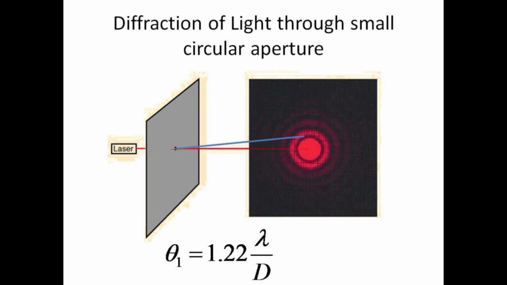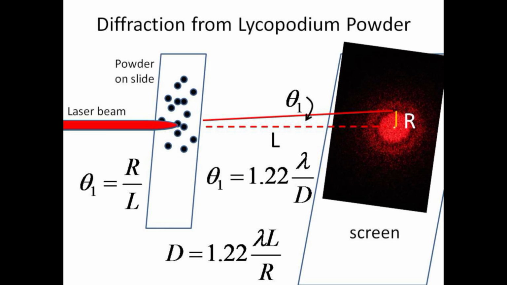When light shines through a circular aperture, a circular diffraction pattern of concentric rings is formed. The angle in radians of the centered bright circle is given by 1.22 times the wavelength divided by the diameter of the aperture. A similar diffraction pattern emerges when light strikes a collection of randomly placed circular obstacles. We will place lycopodium spores on a microscope slide and shine a laser through. The angle is found from the ratio of the radius of the bright spot r divided by L. Knowing the wavelength of the light, we can determine the diameter of the tiny spores.